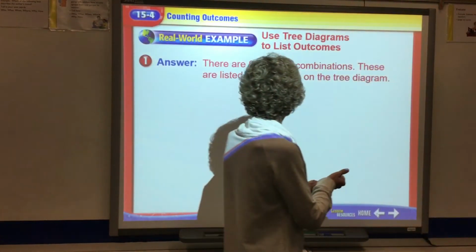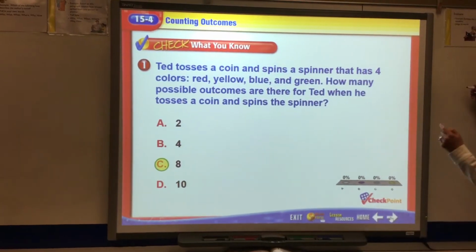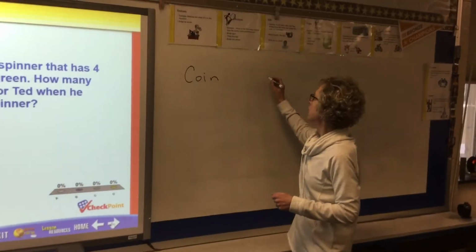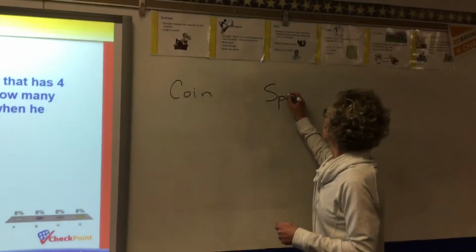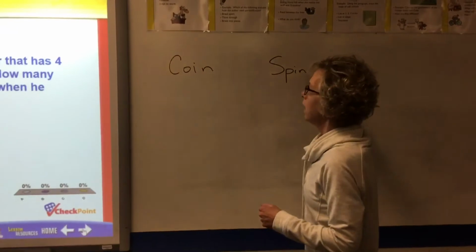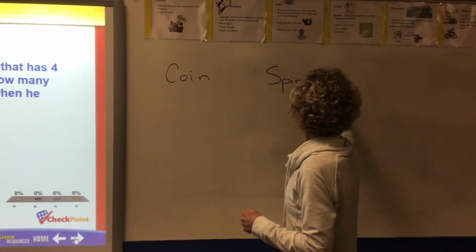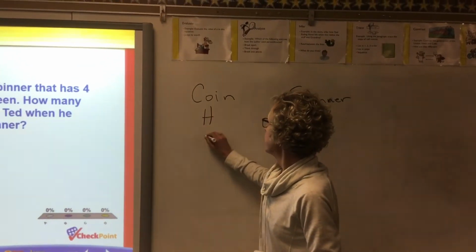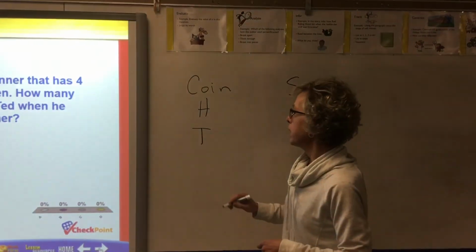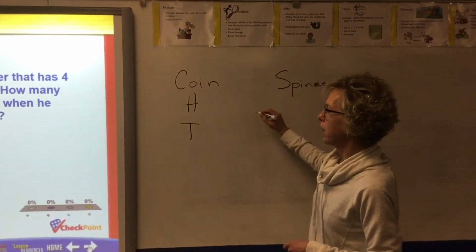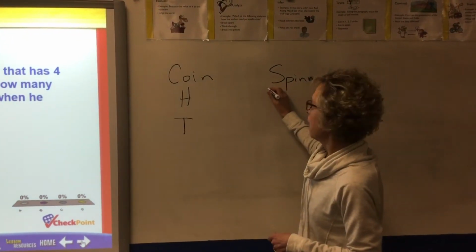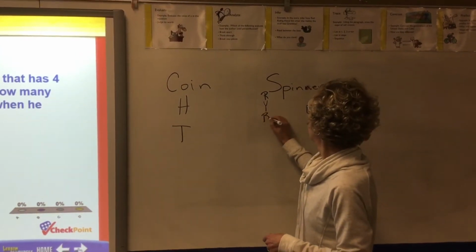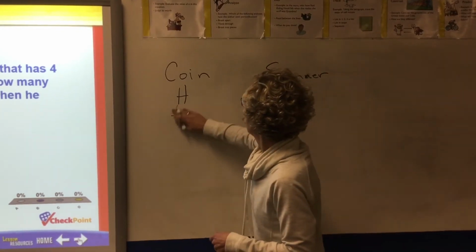But if we were to look at that particular problem, we'd have a coin, right? And then you'd have the spinner. And on that coin, you have obviously the heads or tails. And then the spinner has 4 possible colors. From the spinner, you would have red, yellow, blue, and green. And I'm going to move this tails down a little bit.